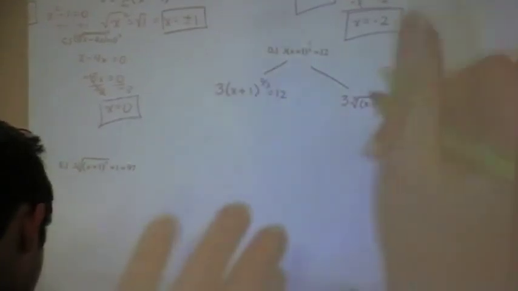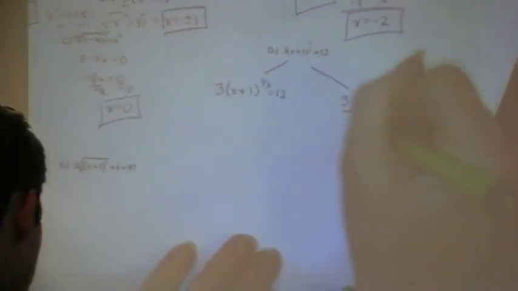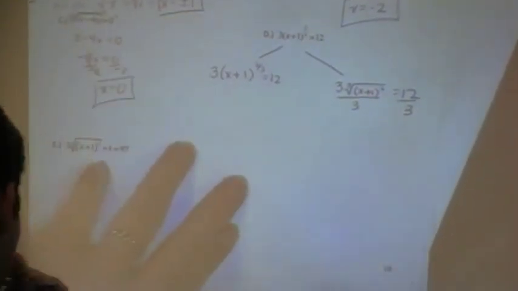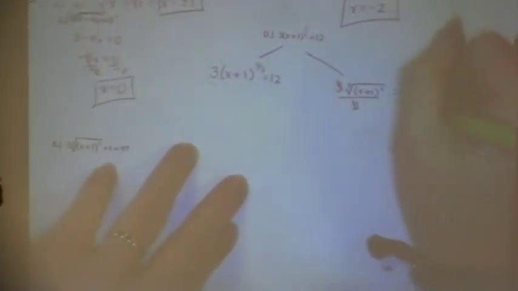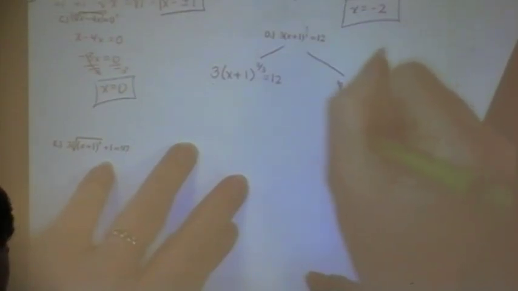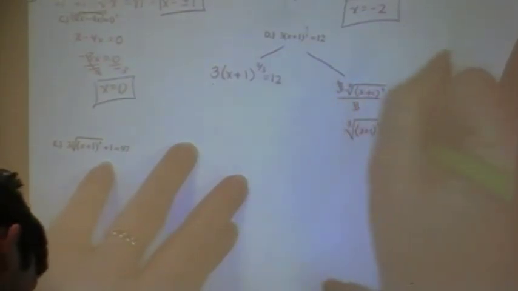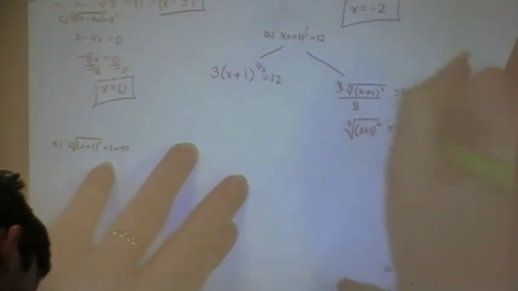Isolate the cube root. That 3 is in front. I can get rid of it by dividing by 3. So now I have the cube root of x plus 1 squared equals 4.